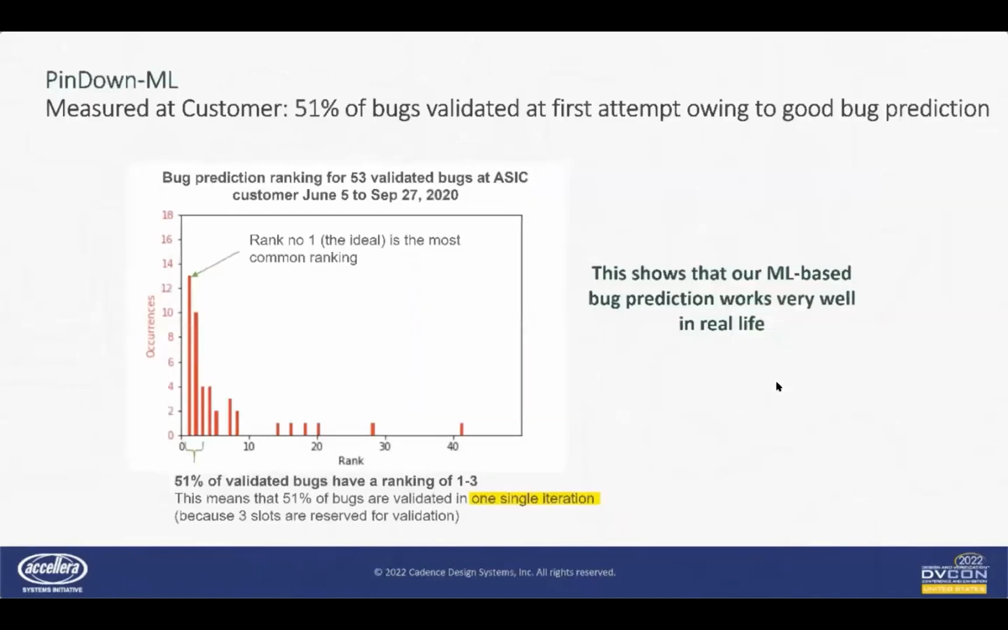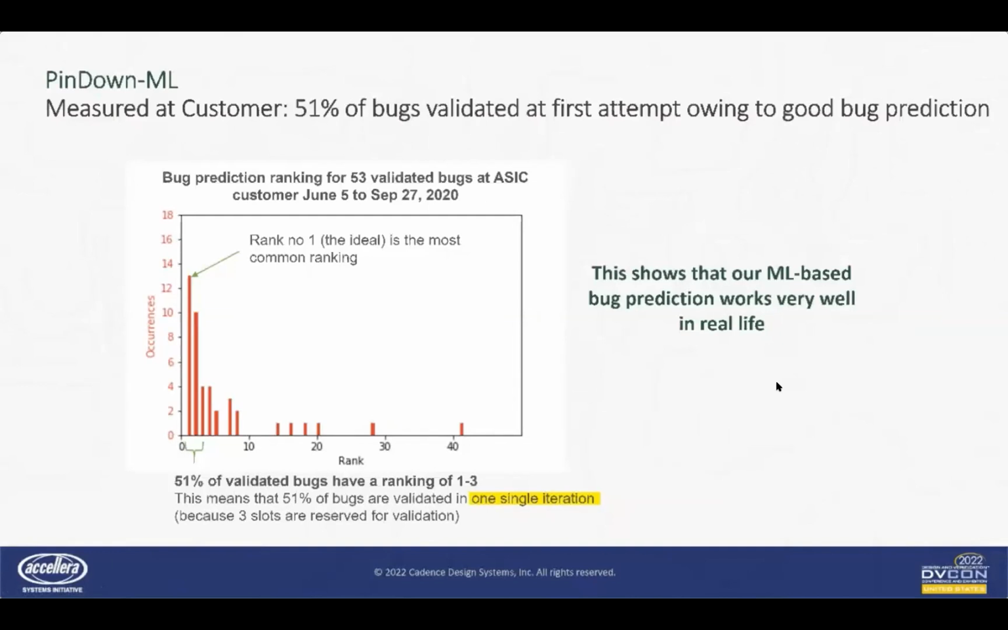Another way of measuring how well it works is this measurement we did at the customer. I had to give some background so you can understand this graph, but basically we looked at 53 validated bugs at an AC customer in summer 2020. So after the fact, Pindan knew exactly what commits were bad. And after the fact, we looked at, okay, what did the bug prediction say?